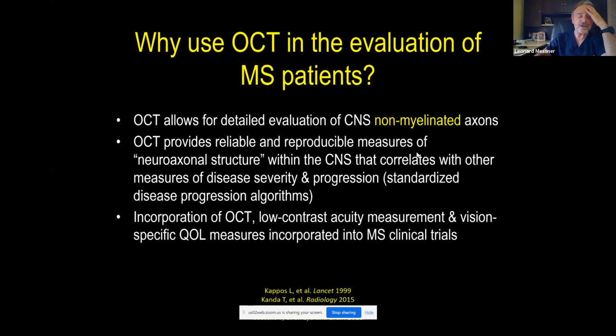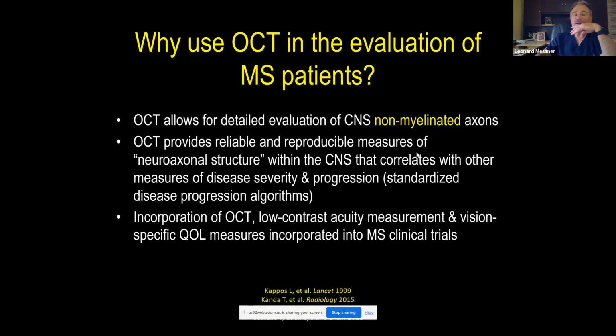So you may say to yourself, why should I be doing OCTs on my patients with multiple sclerosis? Well, first of all, the eye is a unique structure in that it's the only place in the body that allows for direct observation and evaluation of non-myelinated axons. Because remember, for most individuals, the axons lose their myelin sheath whenever they travel within the retina.